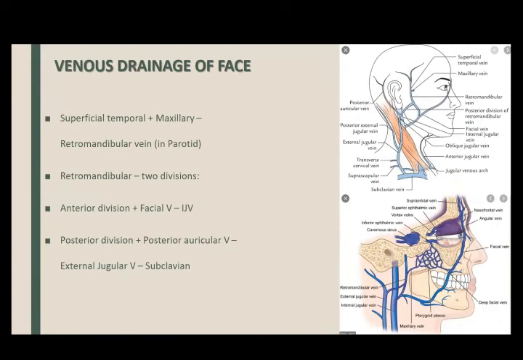अच्छा जी, अब दूसरे एंड पे आ जाइए. दूसरा एंड है the superficial temporal vein. This is the superficial temporal. The superficial temporal vein joins with this vein which is the maxillary vein. The maxillary vein actually comes from the pterygoid venous plexus. This is the pterygoid venous plexus.